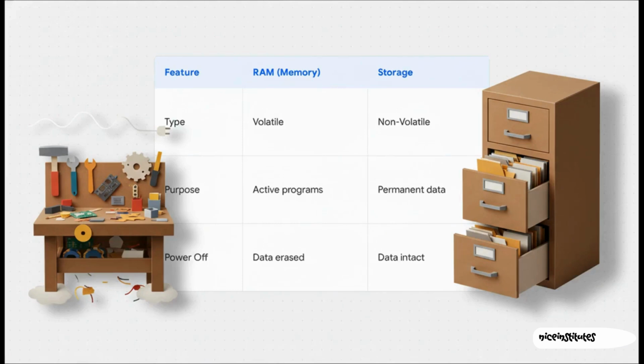But here is the absolute key difference. RAM is volatile. What does that mean? It means when you turn the power off, your workbench gets wiped completely clean. Poof, gone. Storage, though, is non-volatile, so everything in that filing cabinet stays right where you left it. And that's why having more RAM helps you multitask. It's literally like having a bigger workbench so you can spread out more projects at the same time.